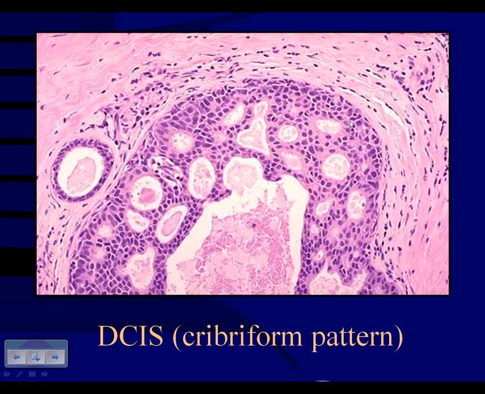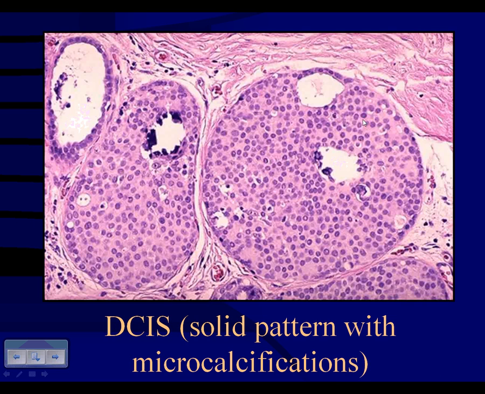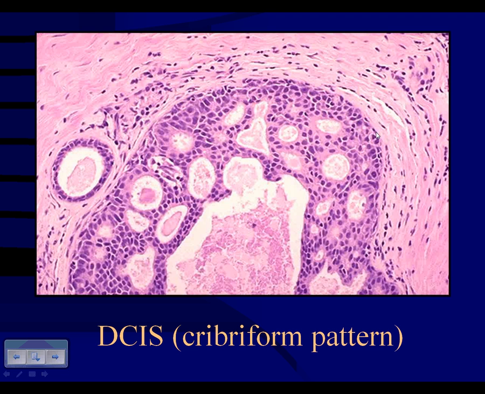Here's another example. Now this was a solid pattern DCIS here primarily. This one is cribriform pattern. It's a low-grade type of DCIS. So this is a normal duct here for comparison, and this is an expanded duct here. This is all one duct. It's still within the duct, so it's intraductal. It's non-invasive. That's important.